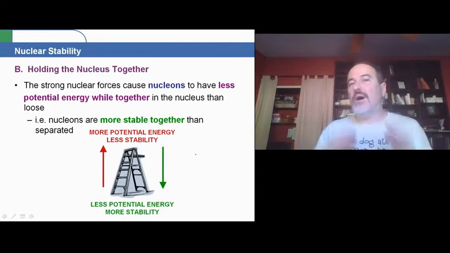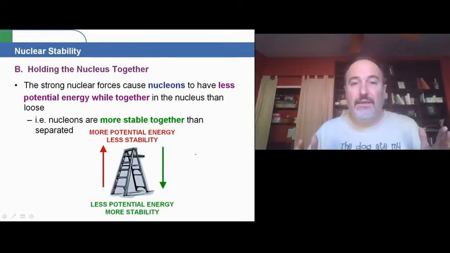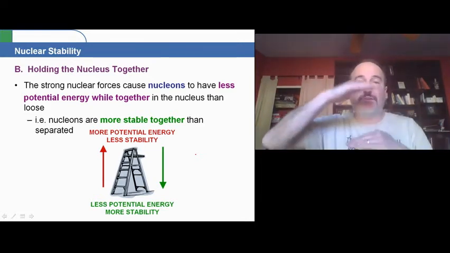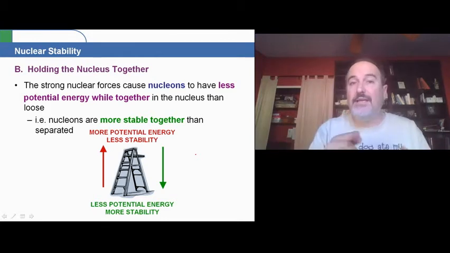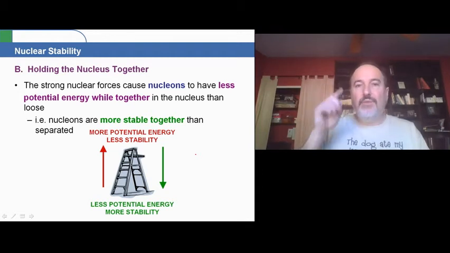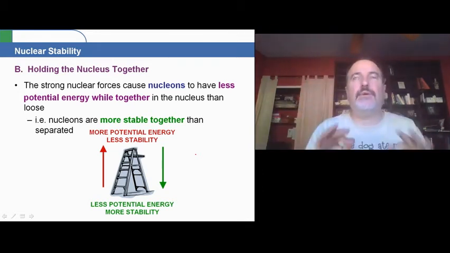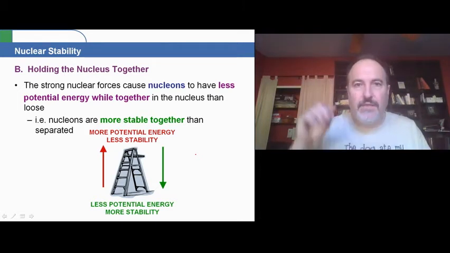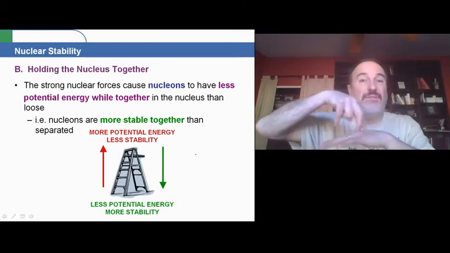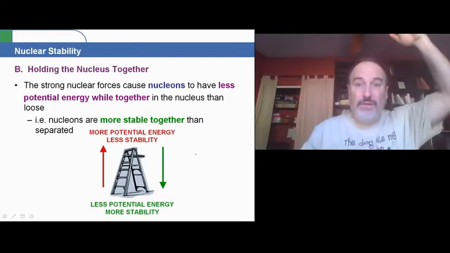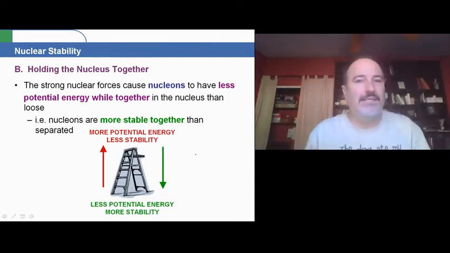If you're standing on the bottom rung of a ladder, you don't have a whole lot of potential energy. You're not that far off the ground, but it's pretty stable. It's hard to fall off and hurt yourself. But if you climb all the way up to the top and are standing on the very top, which, by the way, never do because only idiots do that. If you stand at the very top, you have a lot of potential energy. You're really far off the ground, but you're not stable at all, okay? You're not stable at all.